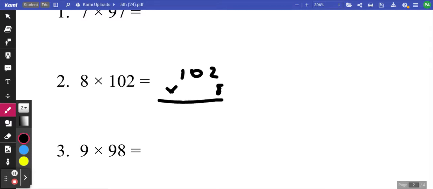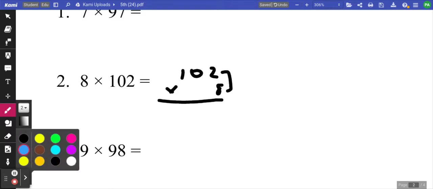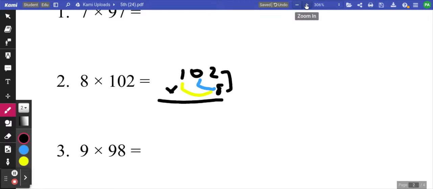Just in case for those that don't know how to multiply like this, you just need to multiply the ones first, and then the tens, and then the hundreds, and then if there's more places, so on. So let's begin with the 2 times 8, 16. Carry the 1. 0 times 8 is 0 plus 1. You get 1. And then now the hundreds, 1 times 8, 8. So your final answer, 816.